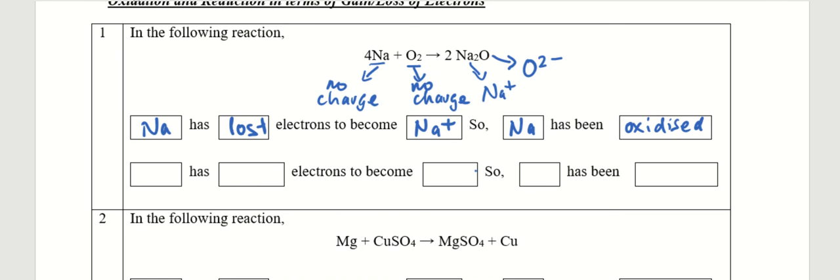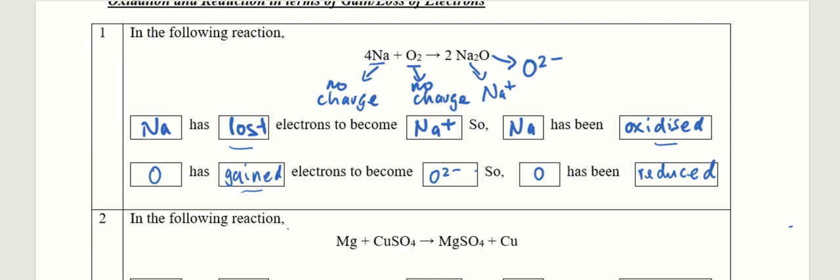Okay. Now, on the other hand, you can see that the oxygen here does not have any charge, but after the reaction, it has a charge of 2 minus. So it has gone from no charge to a charge of 2 minus. So clearly it has gained electrons. So we can say oxygen has gained electrons to become O2 minus. So we can say that oxygen, because it has gained electrons, has been reduced. Okay, to recap, since sodium lost electrons, it has been oxidized. And since oxygen has gained electrons, it has been reduced.